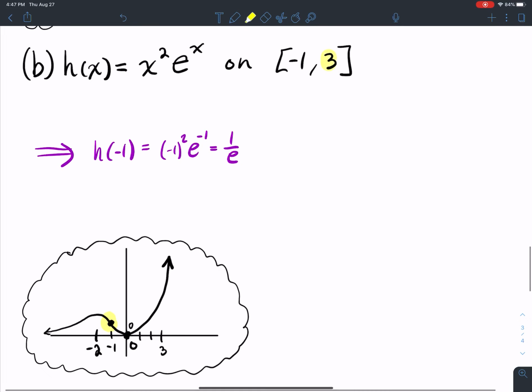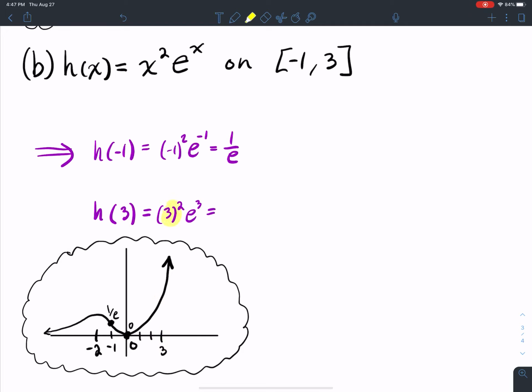And then the other input or endpoint is x equal to 3. So I'm going to plug in x equal to 3 for h of x, so that's h of 3. And if I plug in 3, what's my output going to be? Well, that's going to be 3 squared times e to the 3. So that's 9e cubed.